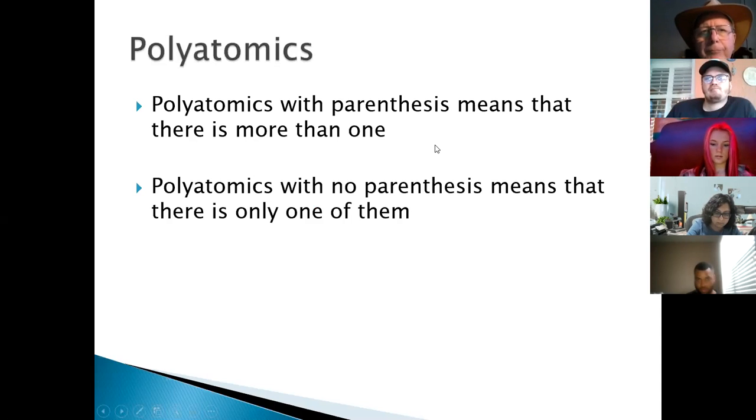Polyatomics. Polyatomics with parentheses mean that there are more than one. Polyatomics with no parentheses means that there is only one of that entire polyatomic.